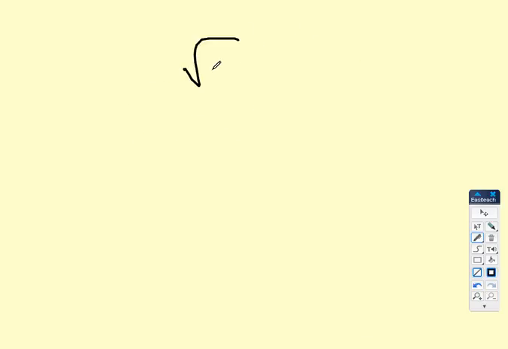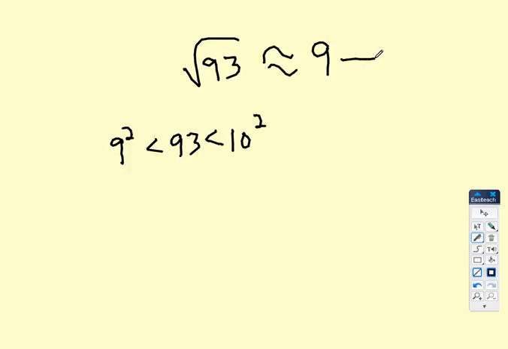Let's go with the square root of 93. I know that 93 is between 8 squared, no, that's not right, between 9 squared and 10 squared. So my approximation is going to be approximately 9 and, 93 minus 9 squared, so 93 minus 81, which is 12. 9 and 12, and I can add 9 plus 10, which is 19. 9 and 12 19ths is approximately what the square root of 93 is.